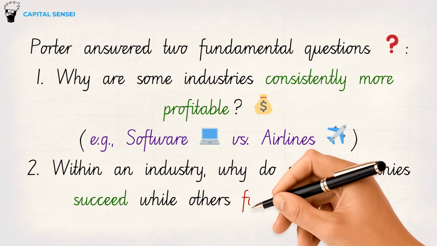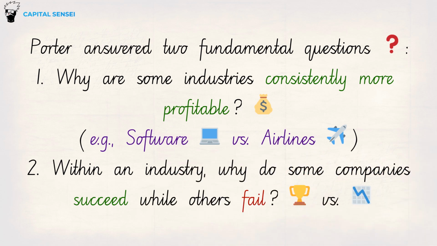First, why are some industries as a whole consistently more profitable than others? Think about it. Why has it historically been more profitable to be in the software business than in the airline business? It's not just luck. There are underlying economic structures at play. The second question is, within a given industry, why are some companies wildly successful while others struggle and fail? Porter gave us the tools to dissect these questions.